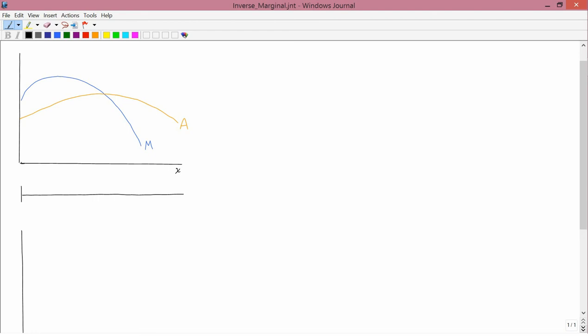So we're going to start with this average and marginal that I've sketched already. And in the first part of the discussion, we're only going to get information from the marginal. In fact, the marginal is going to give most of the information that we need. Not all. We are going to have to use the average for something. But we'll start with the marginal.